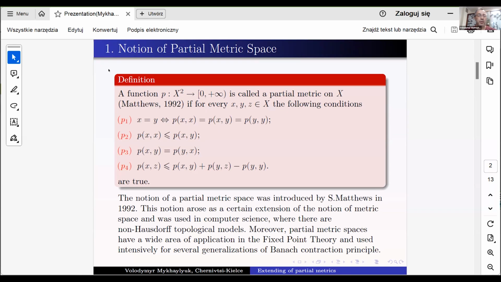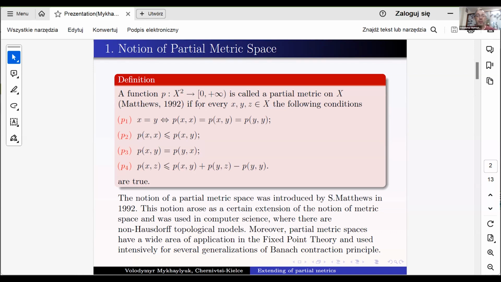This is the definition of partial metric. The function p is called a partial metric on X if this function satisfies the following four conditions. These conditions are closely connected with the corresponding conditions of a metric space, and if we have that p of xx is equal to 0, we obtain the axioms of a metric.